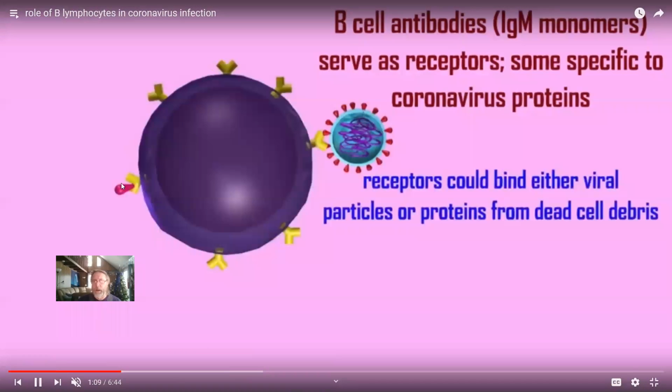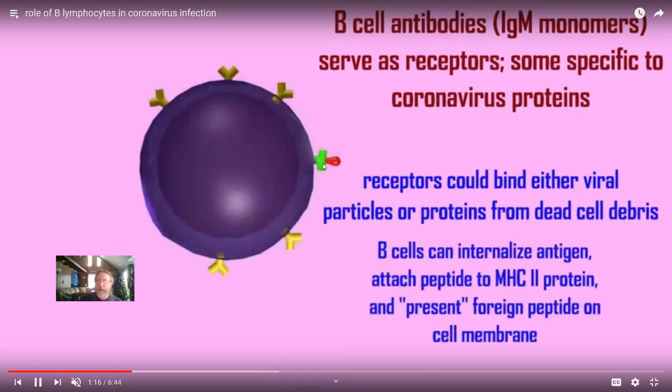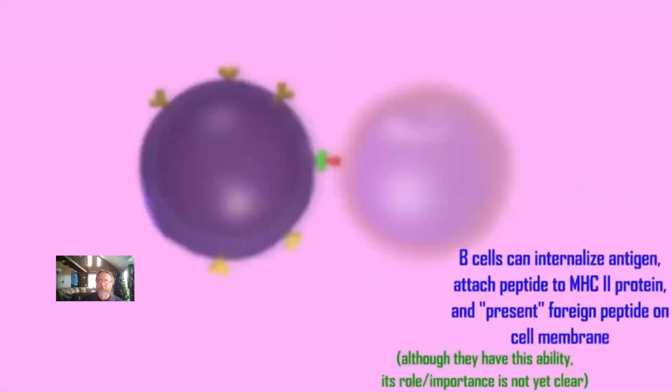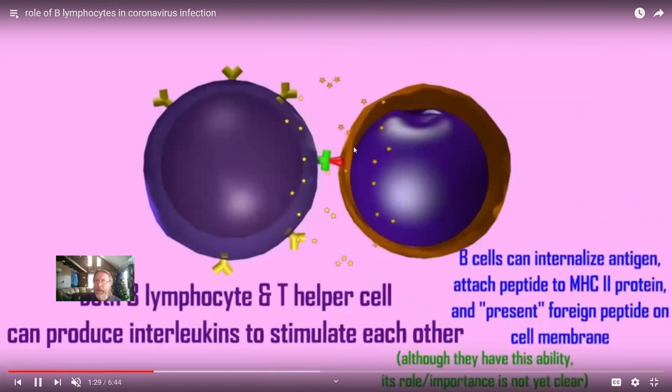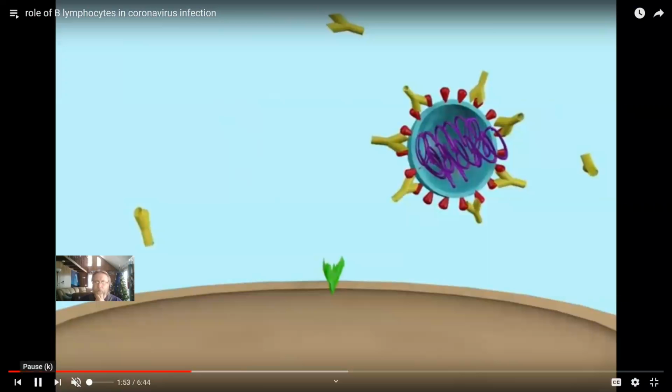So a B cell could potentially bind either a spike protein or maybe even a whole virus, rip it into pieces, and then attach peptides from viral proteins to MHC2 proteins, and then signal T helper cells to activate those. And then T helper cells could then stimulate this cell to make antibodies, which then get released into the blood against coronavirus.